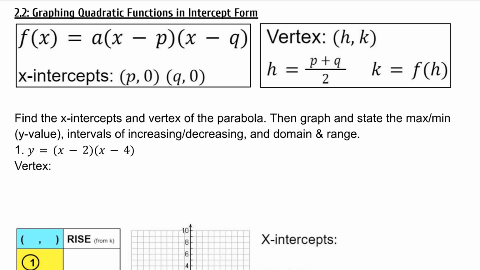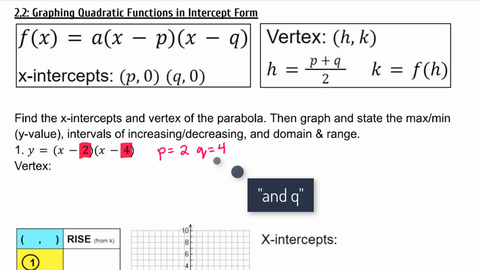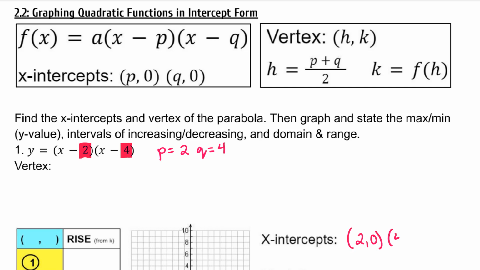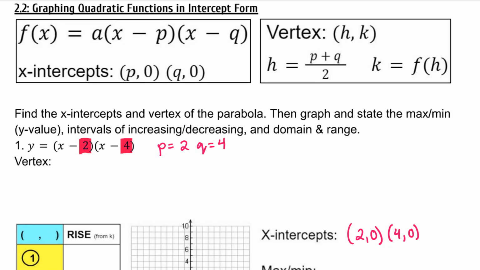I notice that I have a product, which means I'm in intercept form. My intercepts are p and q. Because the original form is x minus p, x minus q, p will be positive 2 and q positive 4 in our first example. That means our x-intercepts written as points will be (2, 0) and (4, 0). The x part of the vertex, again, I like to call it h, is halfway between those intercepts.